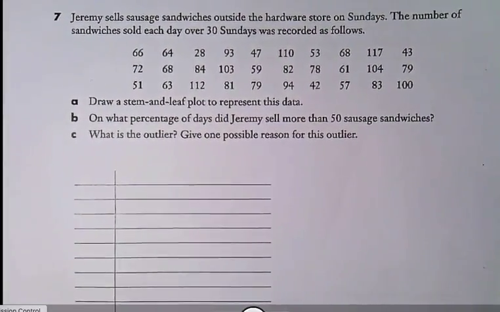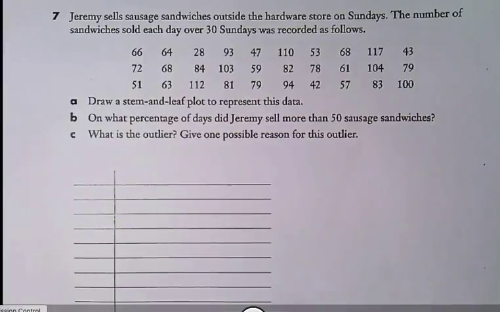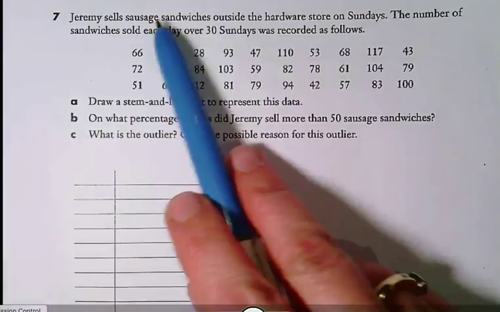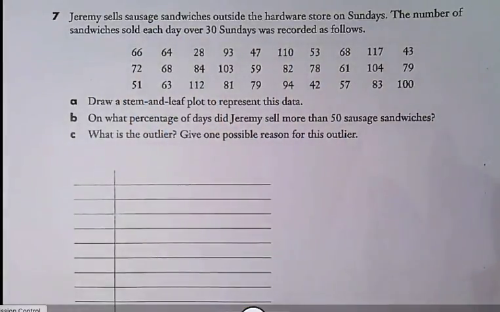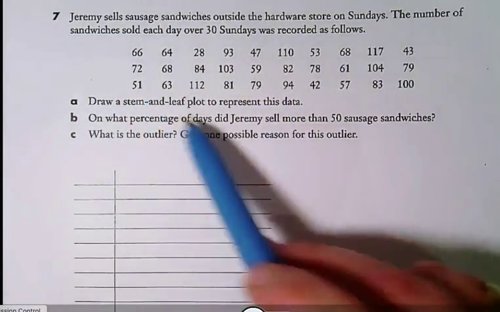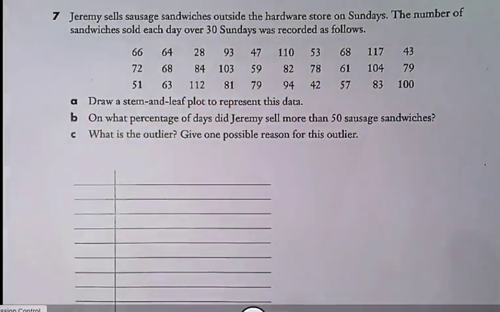Okay, question 7. This is a stem and leaf plot. Jeremy sells sausages outside the hardware store on Sundays. The number of sandwiches sold each day over 30 Sundays was recorded. So draw a stem and leaf plot to represent this data.